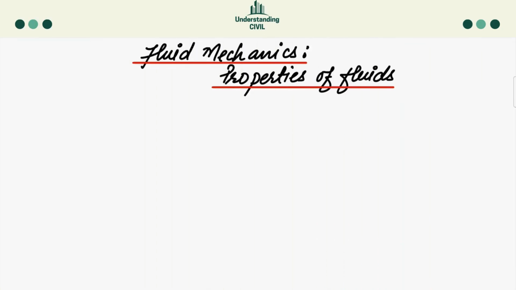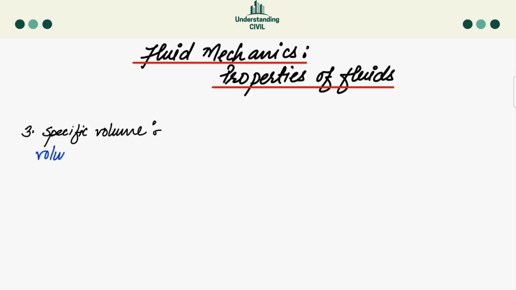We have been discussing the properties of fluids. In the previous lecture, we talked about the density and the unit weight. Now we will look into the third important property of fluid, which is known as the specific volume. How we define the specific volume is it is the volume occupied by any body per unit mass.